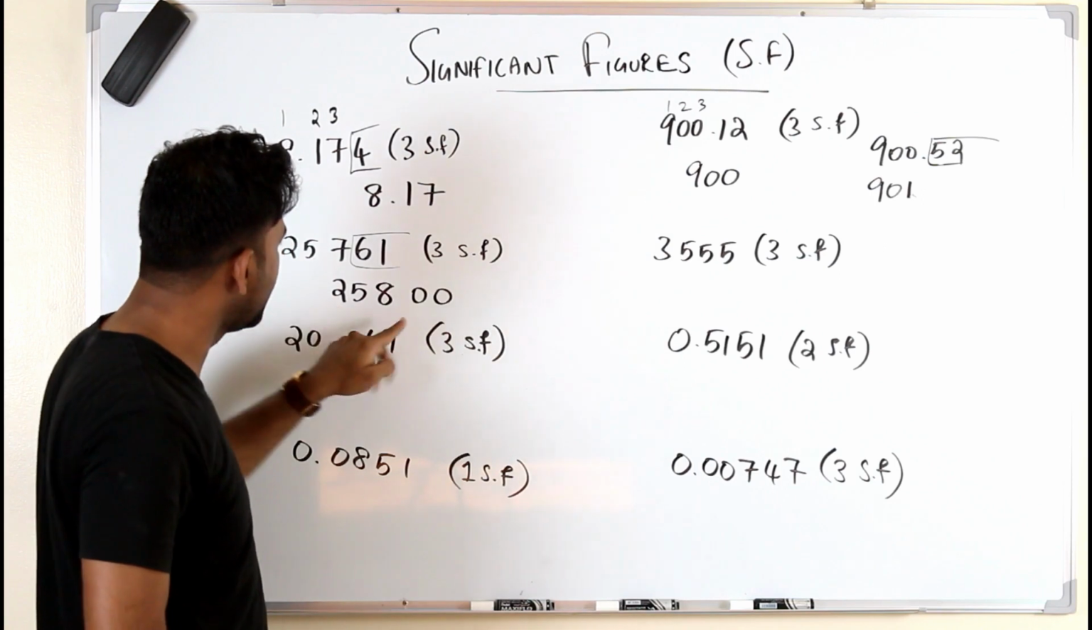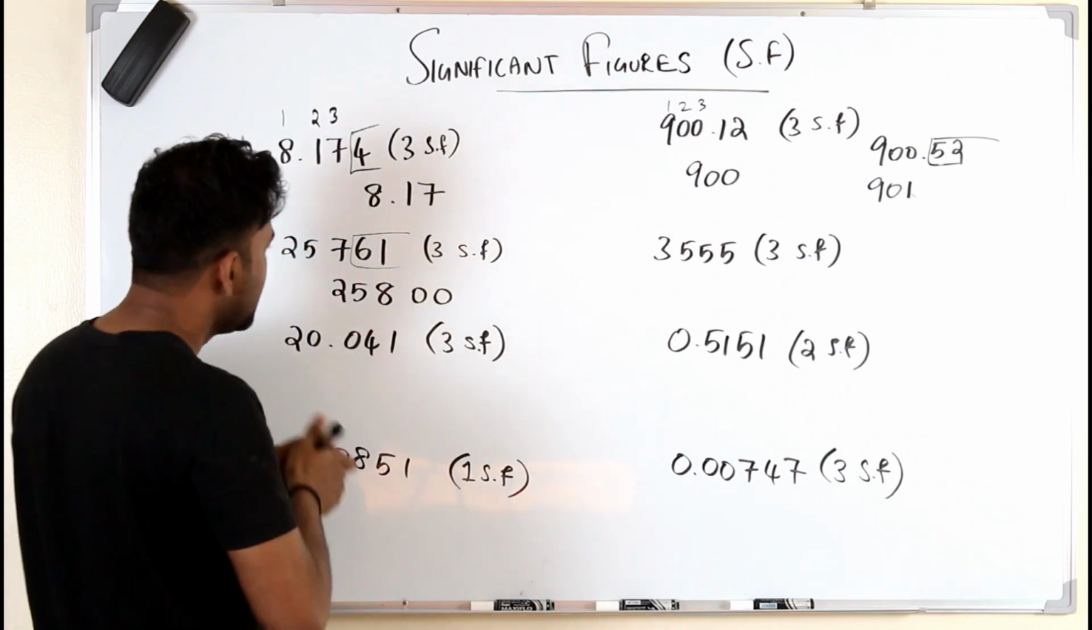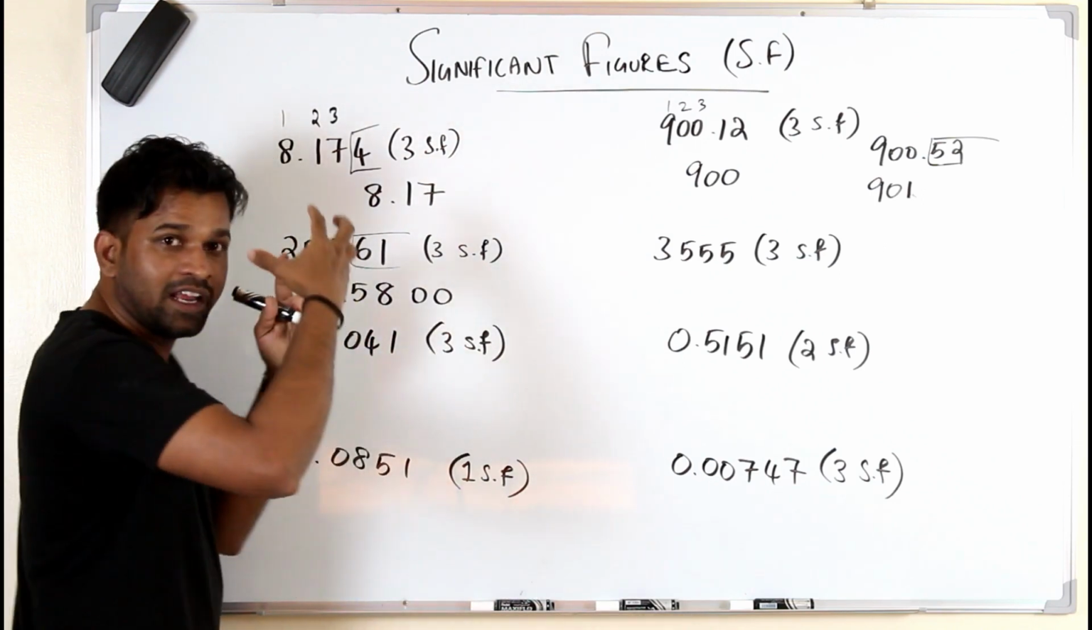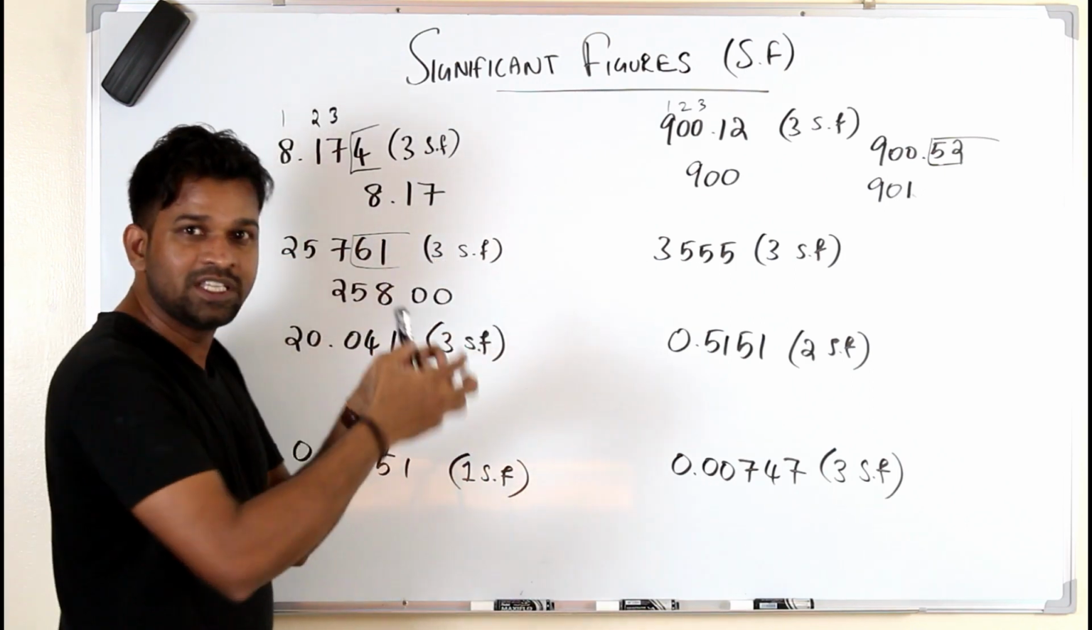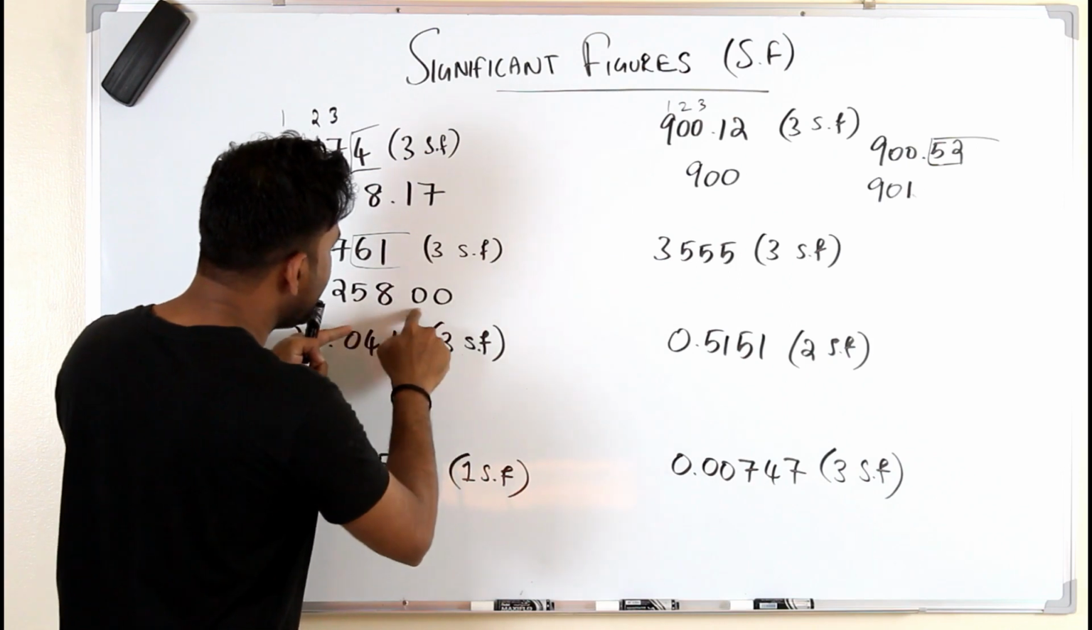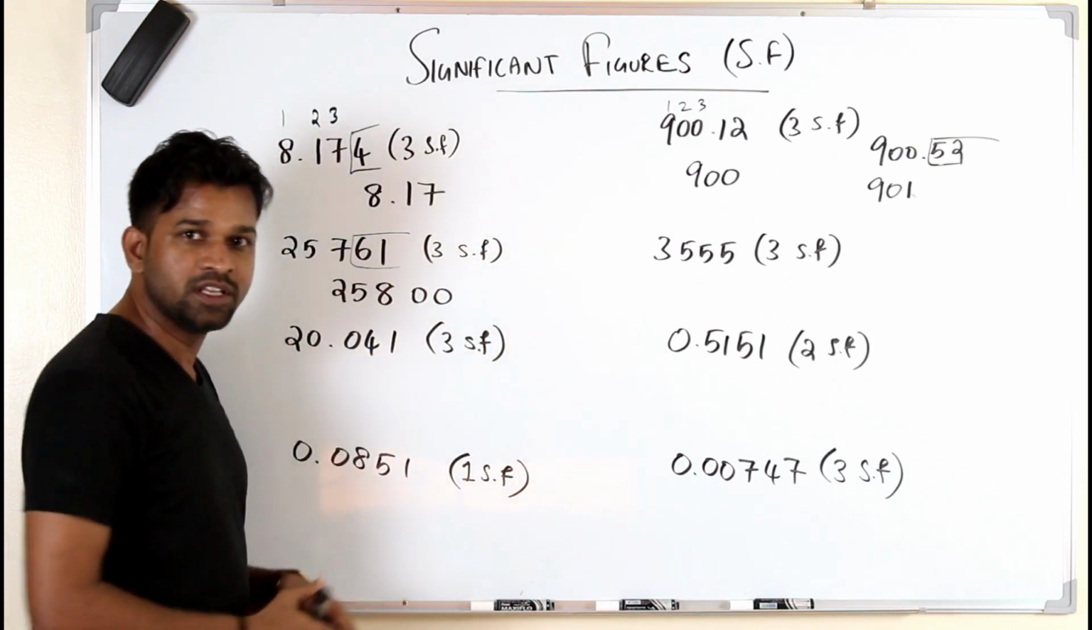But here, for a whole number, you cannot omit the zeros because the total value becomes entirely different. This 25,000 will become 258, which is wrong. So for a whole number, you need to add a 0 here. You cannot omit the zeros.